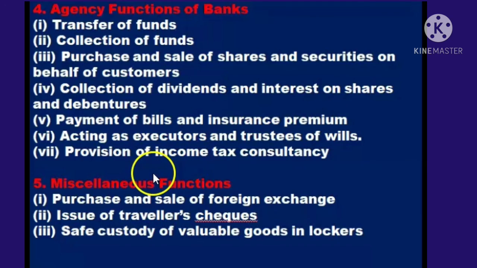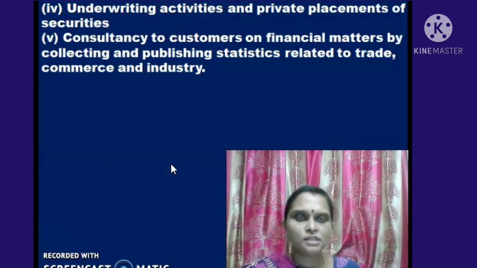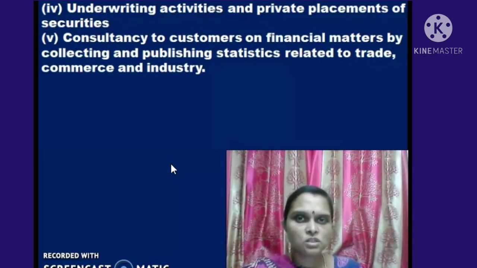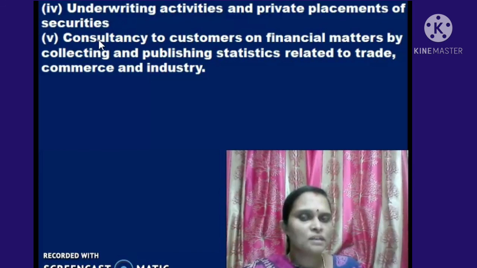Next are miscellaneous functions. Under that, there are some other functions. First, purchase and sale of foreign exchange: if an exchange has to be done with another nation's currency, that function is also done by commercial banks. Next, issue of traveler's checks, and safe custody of valuable goods in lockers. So locker facilities are also there. Next, underwriting activities and private placements of securities, which are done by the commercial banks.